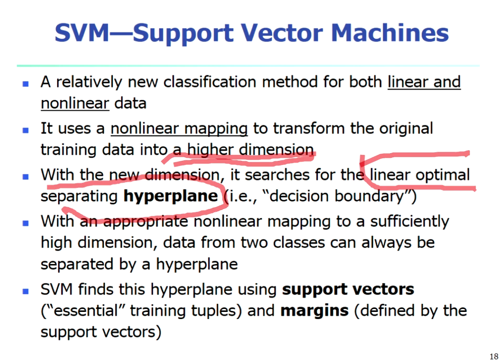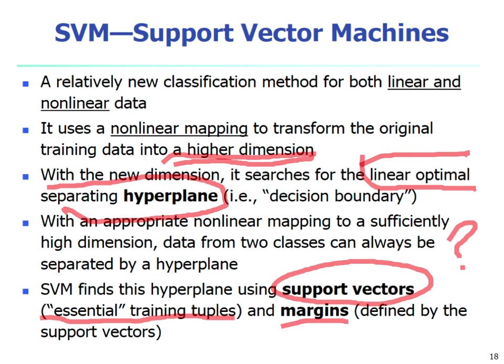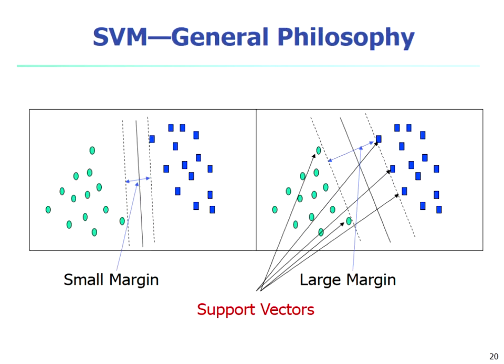What are the support vectors? What do support vectors represent? Yes. So support vectors are essential training tuples that define the margin between the classes. So for example, in this example, all these training tuples represent support vectors. And we want to get the maximum margin between the first class and the second one.